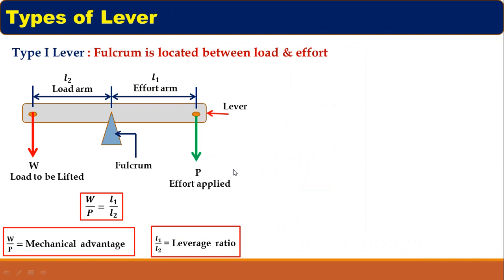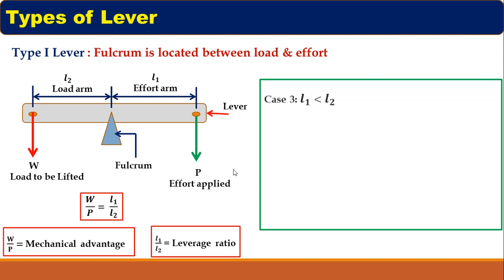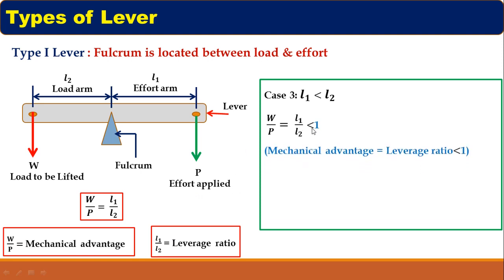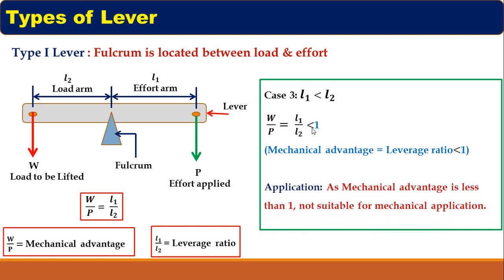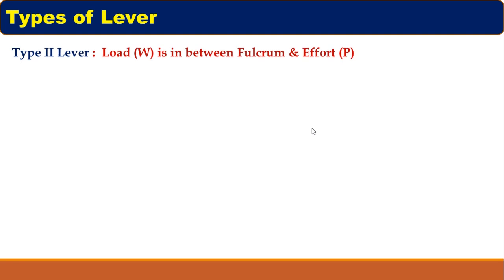Now let us consider the third case for type 1 lever. In case 3, L1 is smaller than L2. If L1 is smaller than L2, this ratio W upon P is equal to L1 upon L2, which will be less than 1. That is the mechanical advantage, the leverage ratio, less than 1, and we know that if the mechanical advantage is less than 1, we cannot use such kind of lever in mechanical applications. It is not suitable for mechanical applications.